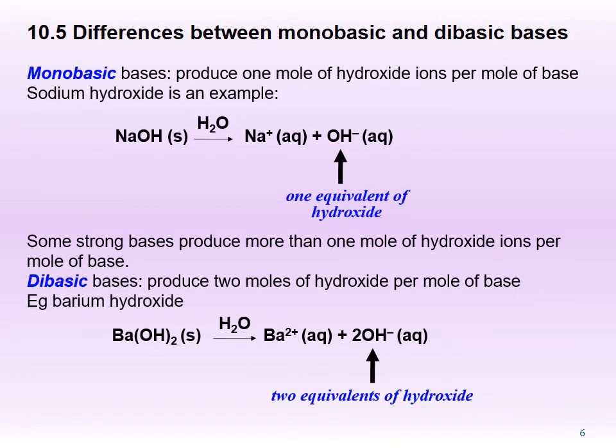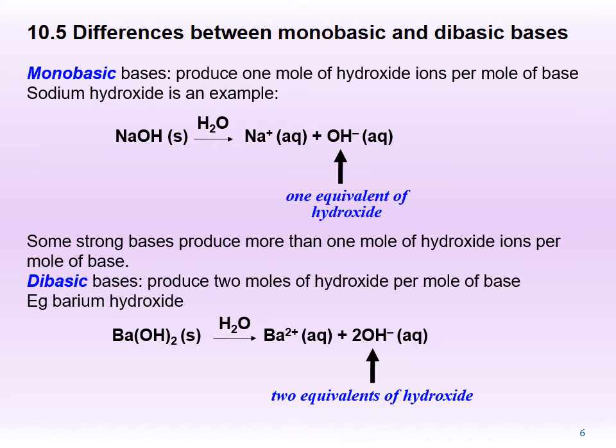Just as acids can be classified according to the number of acidic hydrogens they have, bases can be classified according to the number of hydroxide ions they produce in water. Monobasic bases are bases that produce only 1 mole of hydroxide ions per mole of base. The prefix mono means 1. For every 1 mole of a monobasic base, 1 mole or 1 equivalent of hydroxide ions is produced. Sodium hydroxide is an example.